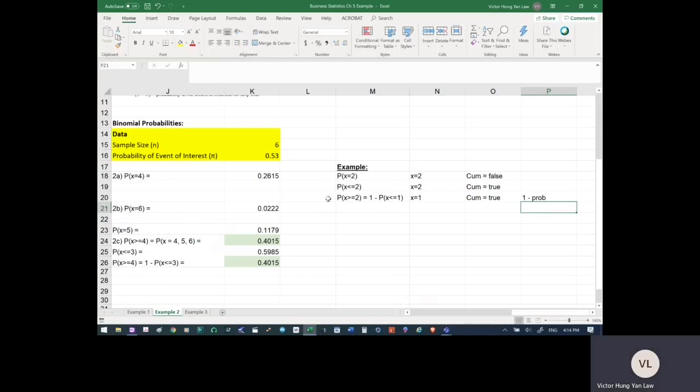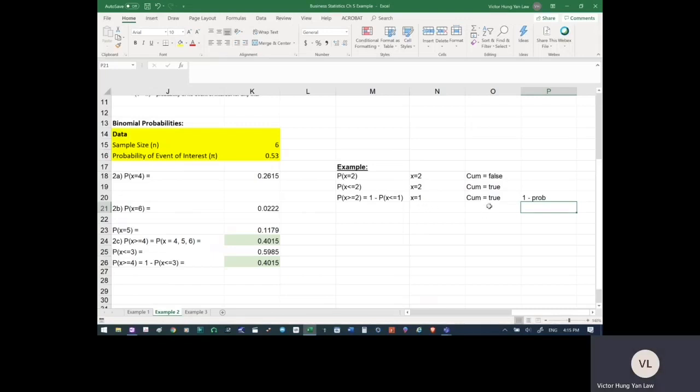So those are the three scenarios that we have. When you have x equals a specific number, you put cumulative equals false. That's the first scenario. For the second scenario, when you have x is less than or equal to a number, then you put true for cumulative. And for the third scenario, when we're looking for x is greater than or equal to 2, what you need to know is that because we're taking 100% minus the opposite, we're not taking x equals 2, we're taking x equals 1, because we're looking for the cumulative probability of the opposite side, which is the left side. So that's why we have x equals 1.